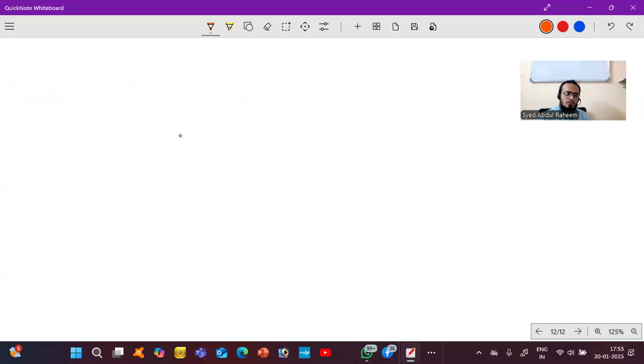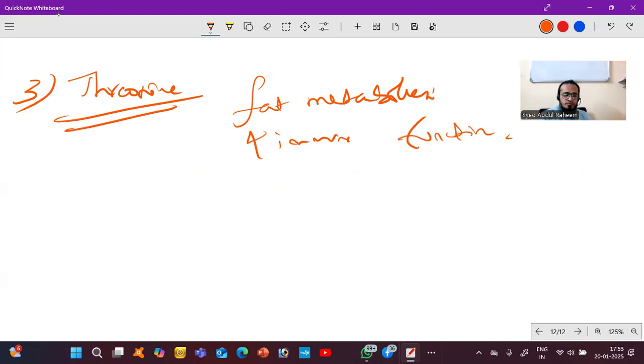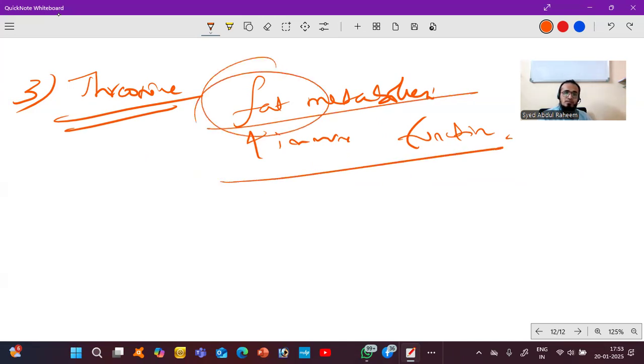Very important. Next, the third important one is threonine. Why is it required? It is required for fat metabolism and immune function. So our protein is needed for immune function. So for fat metabolism and immune function, you need threonine. Very important.